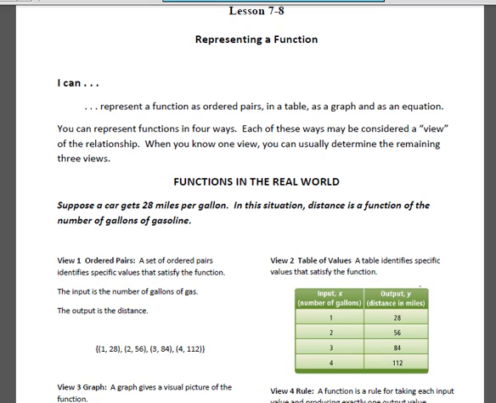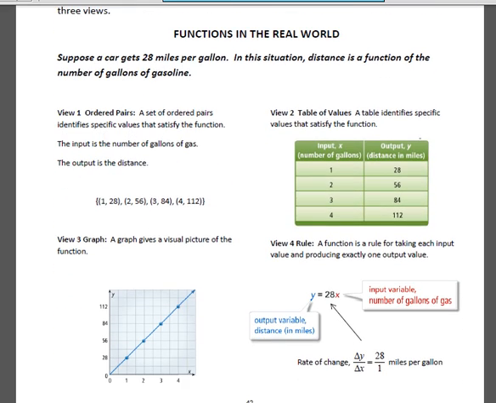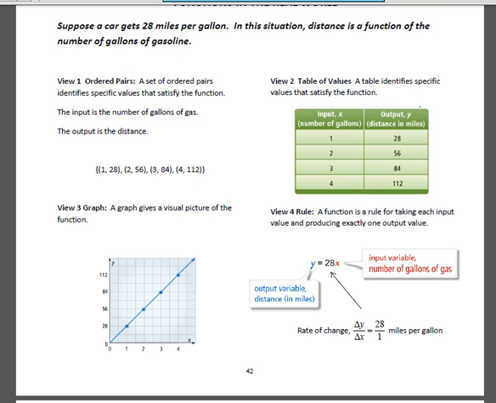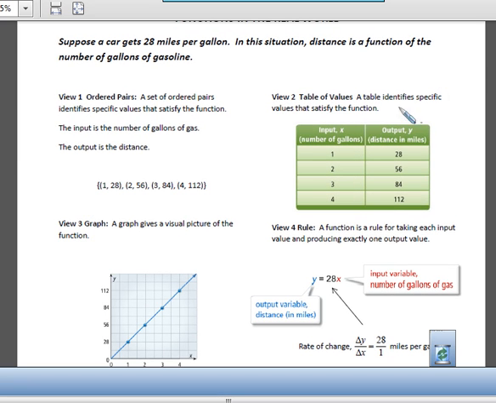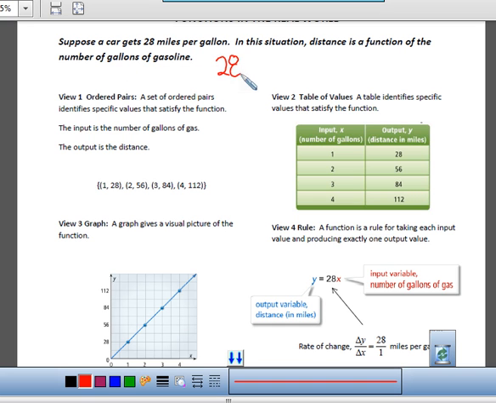Alright, I'm going to move the screen up a little bit so we can see the whole thing. So this is a real world situation, and when we talk about 28 miles per gallon, that's 28 miles for every 1 gallon of gas. And if you ask your parents about what miles per gallon means, some or all of them will be able to tell you, especially if they drive, that a car that's good on gas gets more miles per gallon, and a car that's not as good on gas gets less.